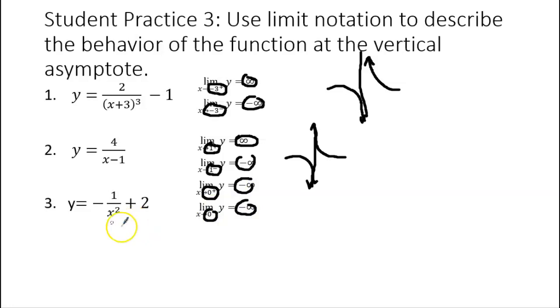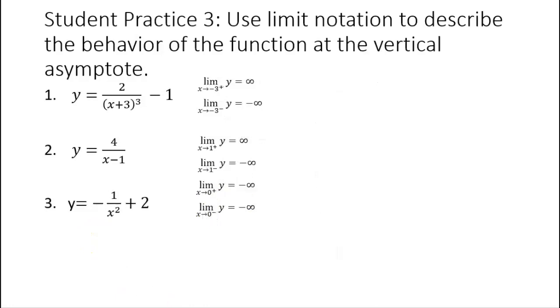And the reason for that is because this is an even powered function with a negative. And so this graph looks like this. It's down on the left and it's down on the right. So whether you're approaching 0 from the right or from the left, either way, you get negative infinity because it's down on both sides. Okay? And so that's how we describe, once again, the behavior of a function at the vertical asymptote using limit notation.